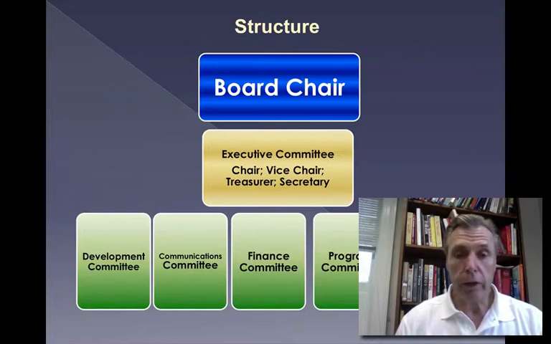The vice chair is typically someone who has worked his way or her way up the ranks and is typically next in line to become the board chair. The treasurer is responsible for ensuring the organization's financial integrity, and the secretary is responsible for recording the minutes of board meetings and documenting any votes taken at board meetings, among other roles.